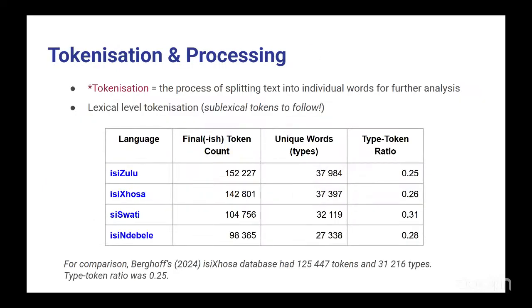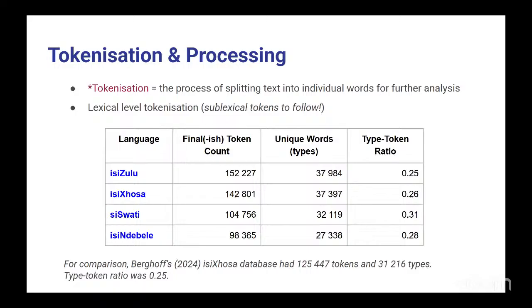So this project takes the corpus a step further beyond just being a collection of texts, as Tracy said, and we use lexical level tokenization. Tokenization, for those who don't know, just means splitting text into individual units, in our case, individual words, and sublexical units. That's not done yet. That's to follow. But after the cleaning process, we were left with around 150,000 tokens in Zulu, 140-ish in Xhosa, and around 100 in Swati and in Ndebele.